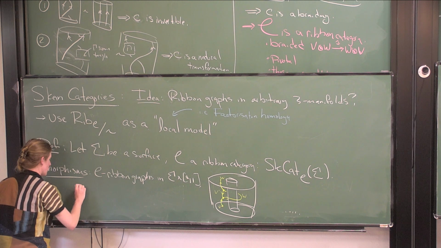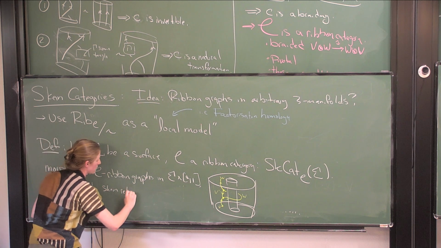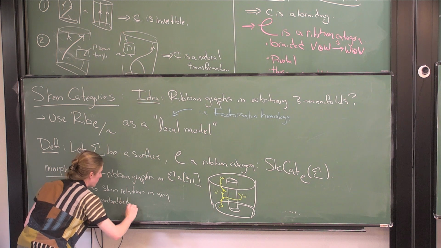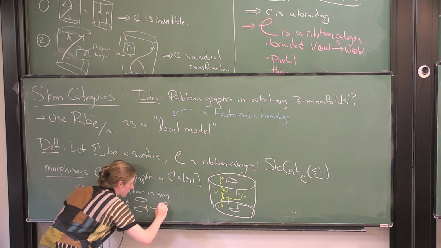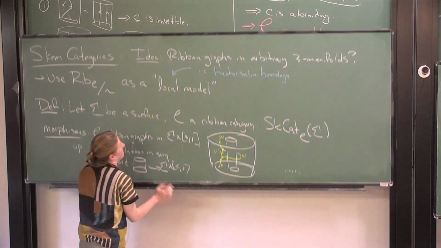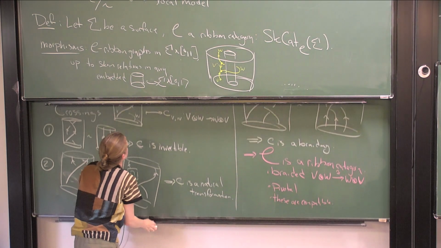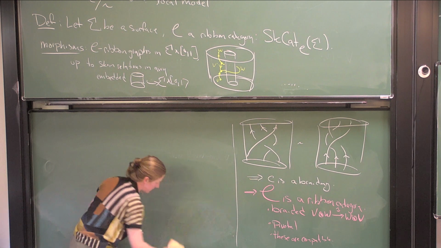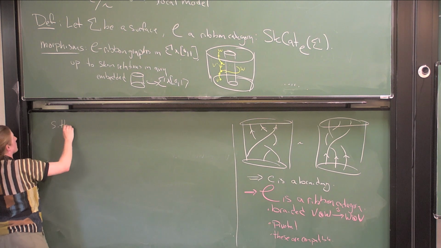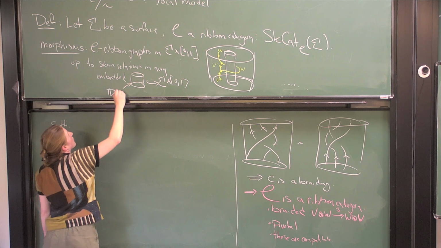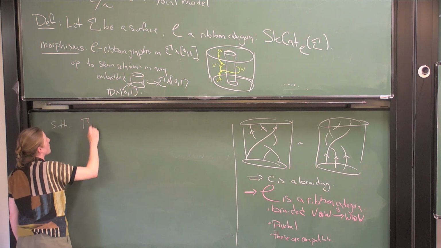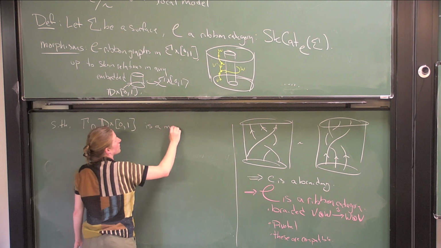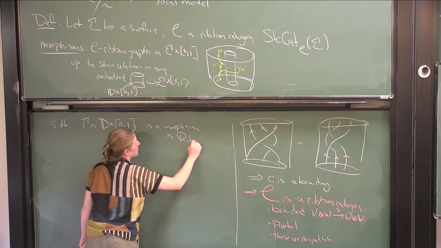So these are up to Skein relations in any embedded cylinder. So I want it in any embedded cylinder such that I know how to evaluate. So I can take the cylinder, let's call this black variable D plus [0, 1], such that if I take my whole ribbon graph and I restrict it to this embedded cylinder, I can understand it as a morphism in Rib C.